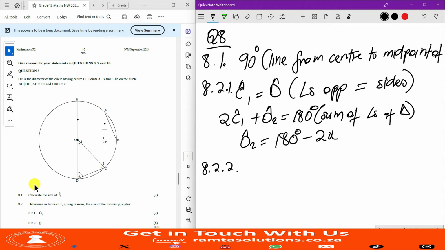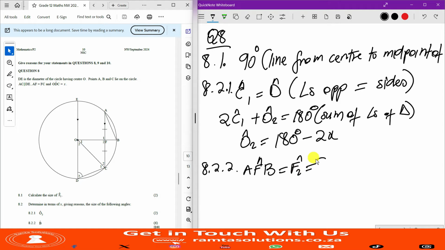So we do not know angle O1. We could have used angle at the center twice angle at the circumference, right? But we can find angle O1, isn't it? So first things first, let me find angle AFB. Angle AFB is equal to F2, which is 90 degrees.